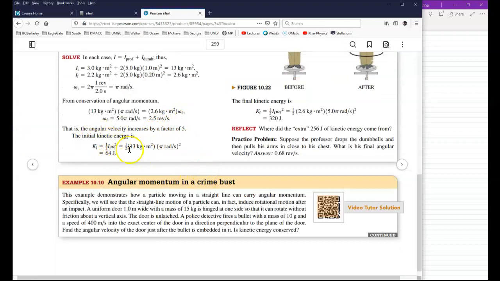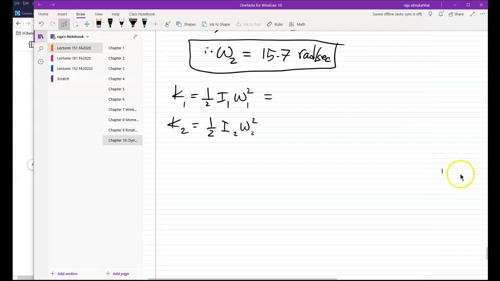So 1/2 times 13 for I1 times omega 1 is 3.14. And you get 64. And then for K2, I'm calling it K2. He called it final. And you just plug it in and you get 320. Okay? So this will give you 64 joule. And this will give you 320 joule. Okay? And that's it. Okay, good.